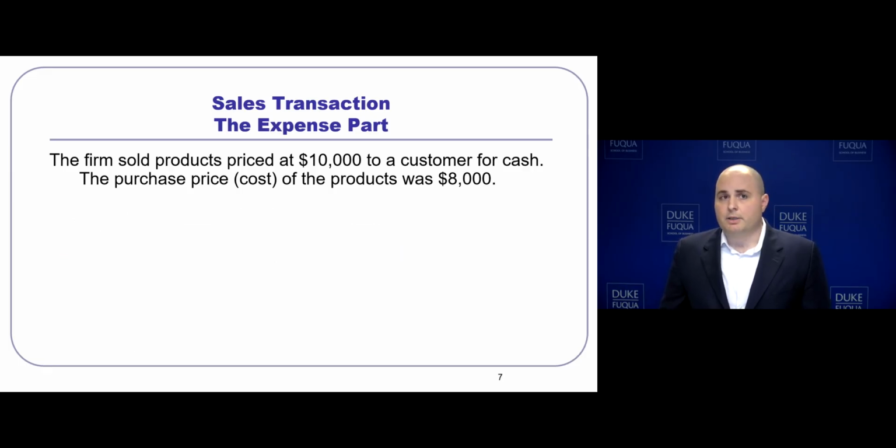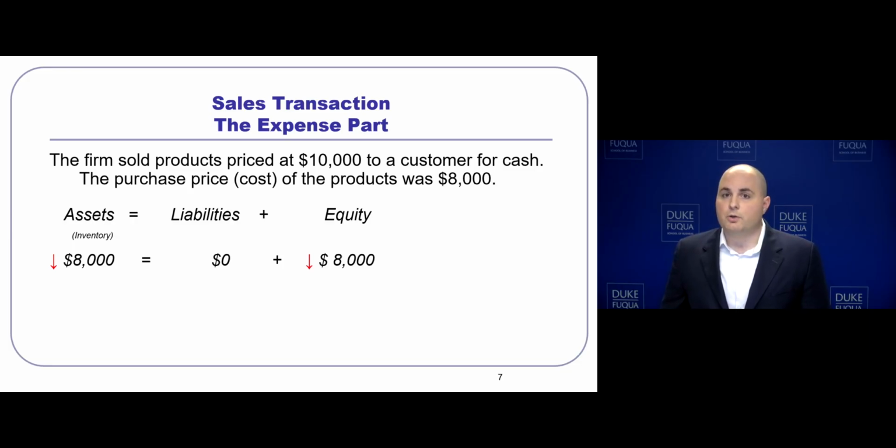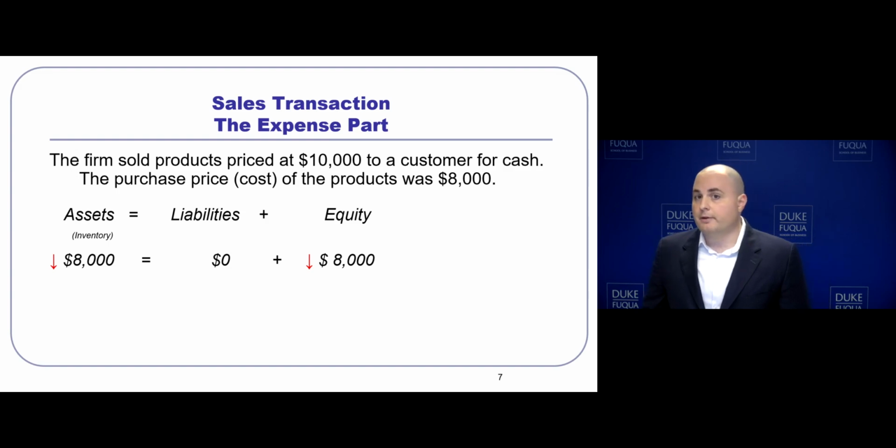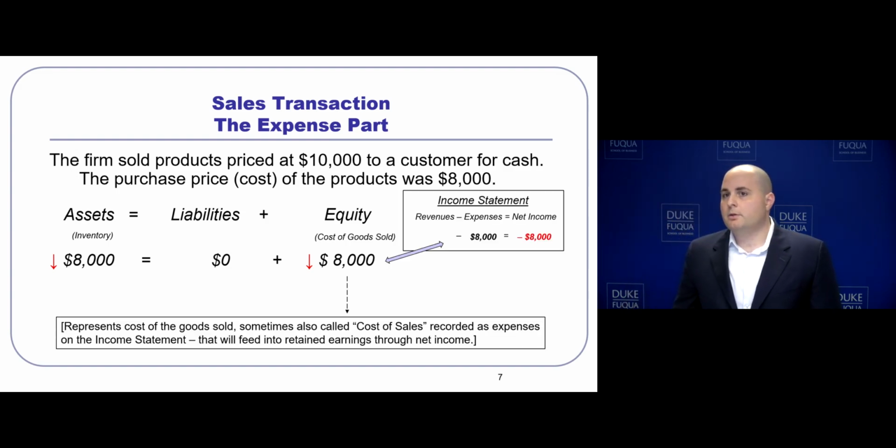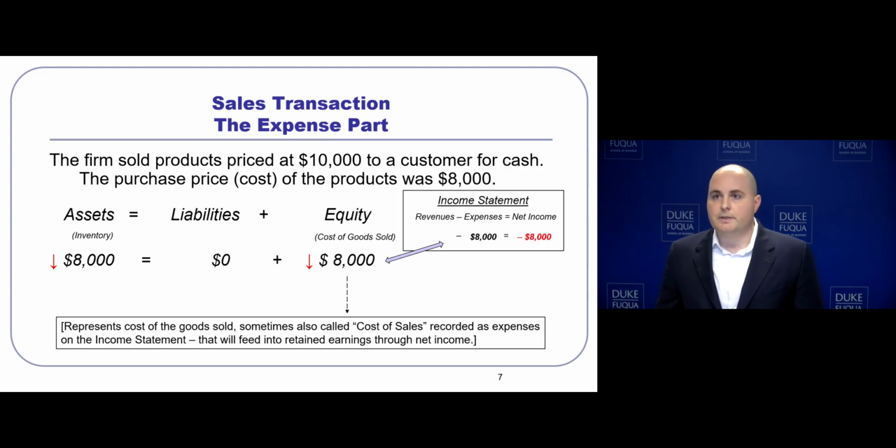However, the second part is still not accounted for. So let's do it. We decrease inventory, what we sold to the customer, by $8,000, which also reduces our equity, bringing down our wealth by $8,000. Notice here that it's reflected as an expense and will decrease net income by $8,000.